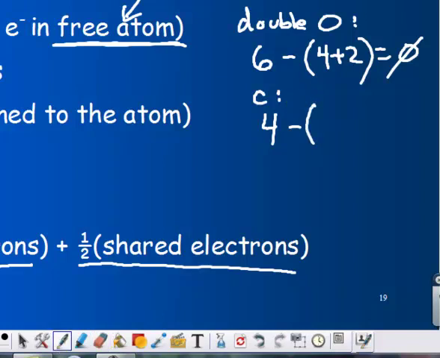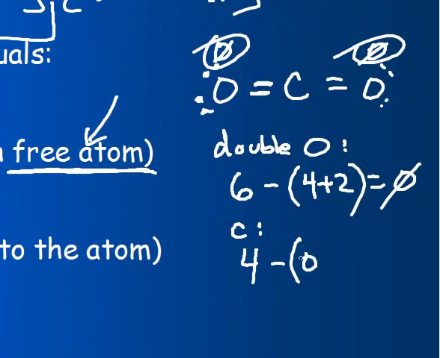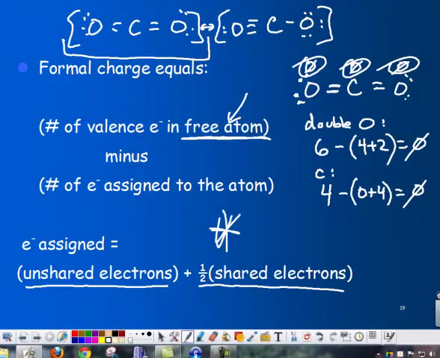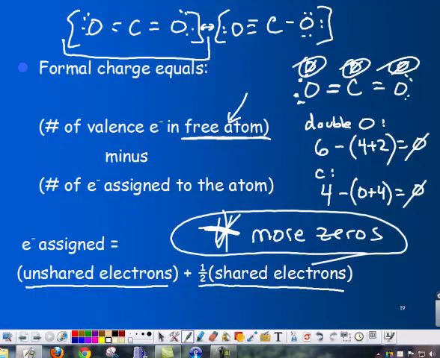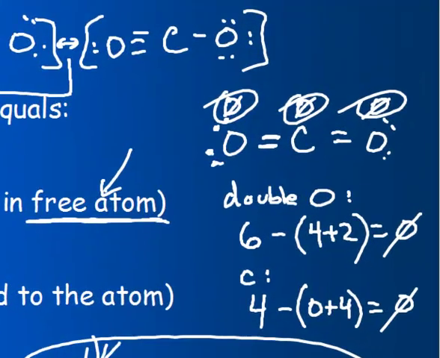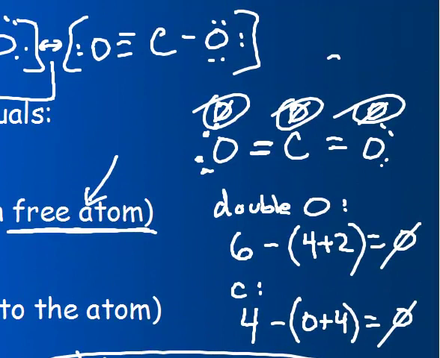So I have how many unshared? Well, I don't have any unshared electrons, so that's 0. Plus half of the shared. So I'm sharing 2, 4, 6, 8. Half of that is 4. 4 minus 4 is 0. So this also gets a 0 formal charge. Now, the best structures, here's the key, the best structures have more zeros. So you can't get any better than this one that we just did because you got a 0, a 0, a 0. And the other part of that is the sum of the formal charges will always equal the overall charge of the molecule. Well, carbon dioxide doesn't have an overall charge. Its charge is 0. So 0 plus 0 plus 0.